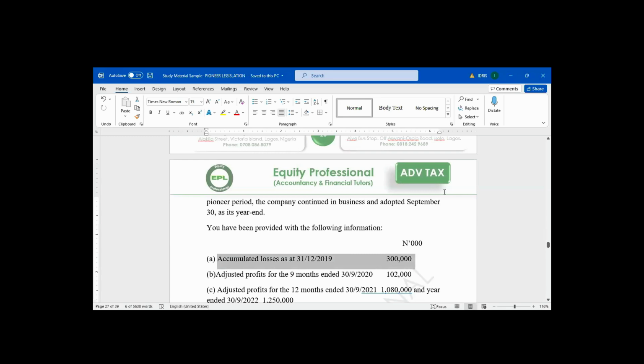This loss that was made during the pioneer period, what is the treatment of loss made during the pioneer period? The loss made during the pioneer period is going to be carried forward to when? The post-pioneer period. And it is going to be available for relief against profit of the post-pioneer period.